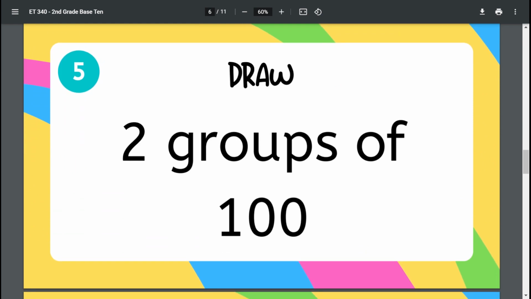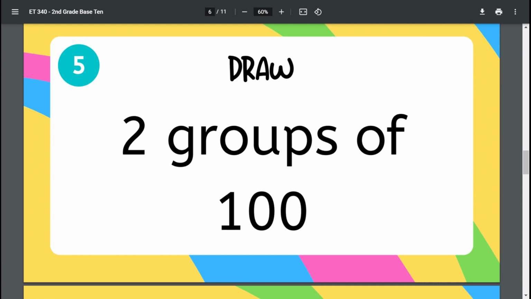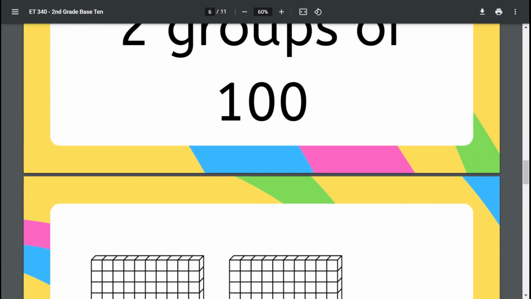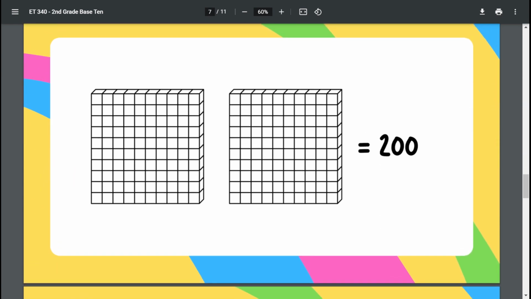If I asked you to draw 2 groups of 100, you would want to draw the big squares, and it honestly would be okay to just draw 2 big squares, because drawing out 100 tiny little squares is a lot. But in theory, your picture should look like this. You have your 2 big squares of 100, which in total equals 200. You have 200 squares represented here.